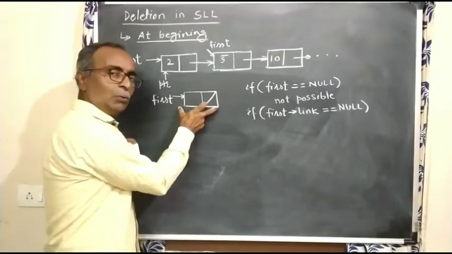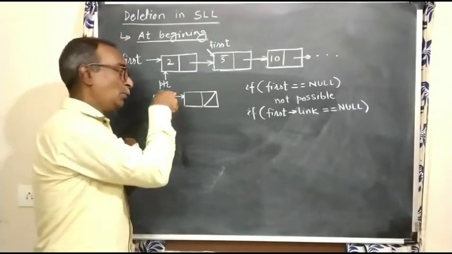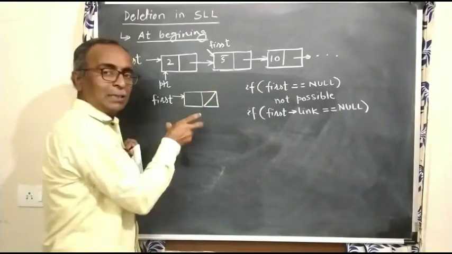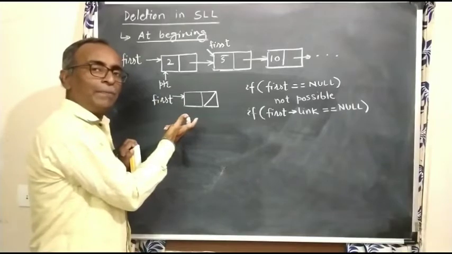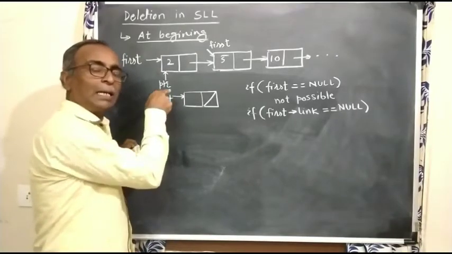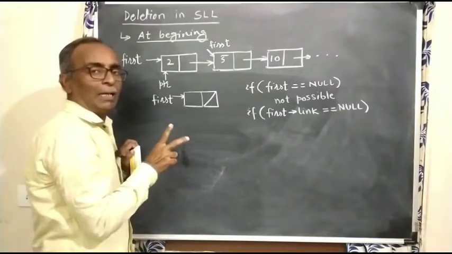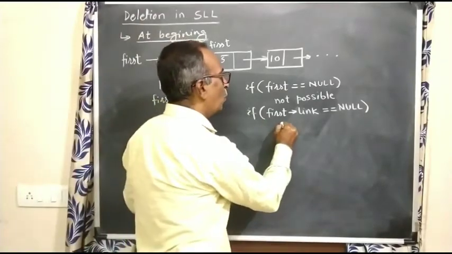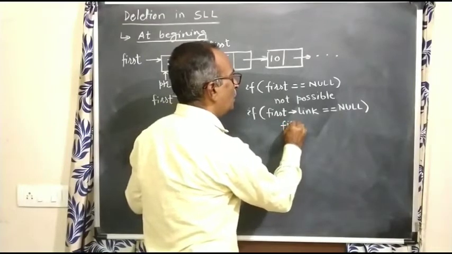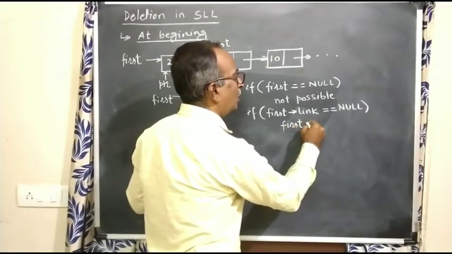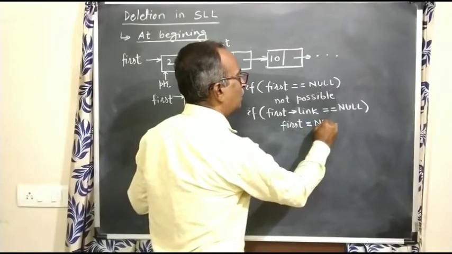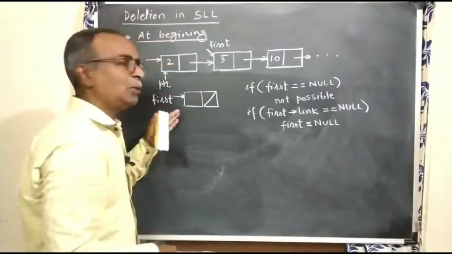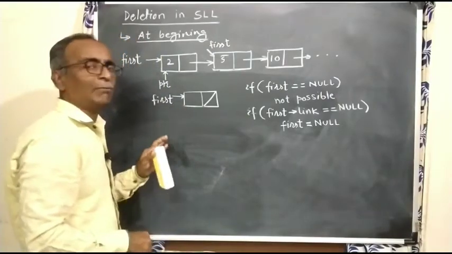Now the linked list has only one node, and you are deleting that also. Then what happens? When you delete it, the linked list will be empty, meaning first should be assigned the null value. So if this is the case, what we have to do? First is assigned null. That's it. Now for freeing the node, we will see what exactly we have to do.